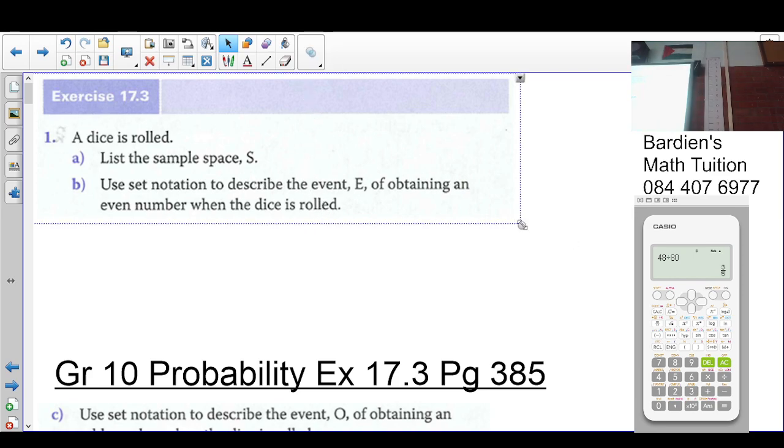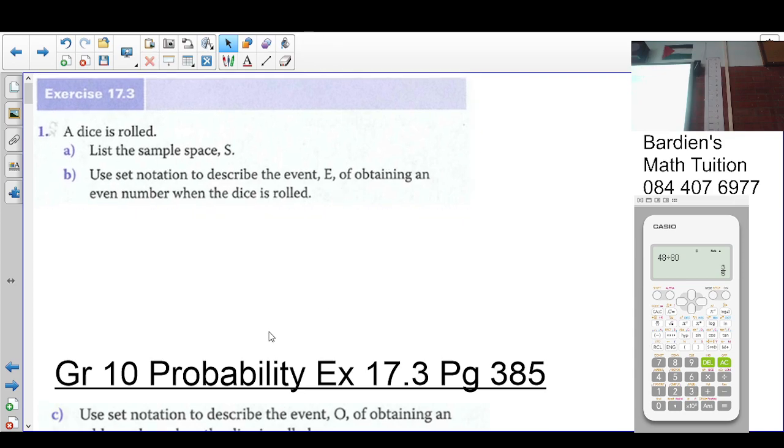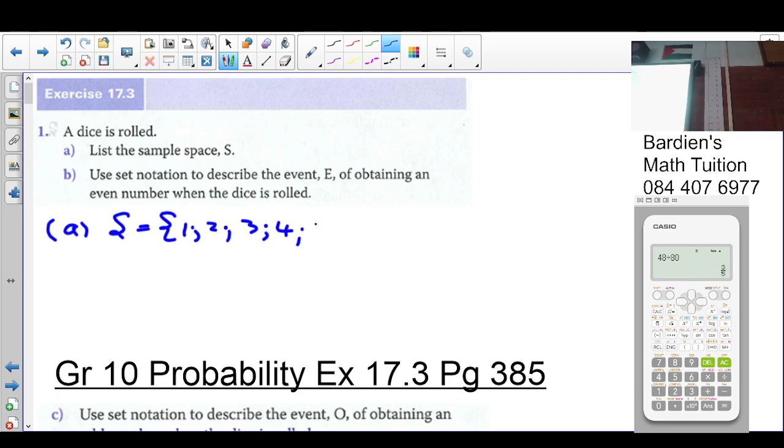A dice is rolled. List the sample space S. The sample space will be 1, 2, 3, 4, 5, and 6. Those are your outcomes. Use the set notation to describe the event E of obtaining an even number when the dice is rolled. So it's 2, 4, 6. Although 8 is an even number, I won't include it here because there's no 8 in the sample space.